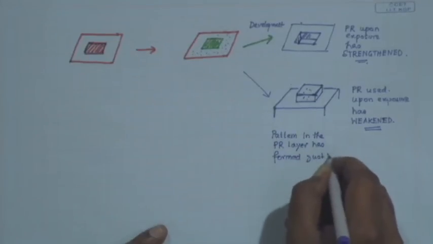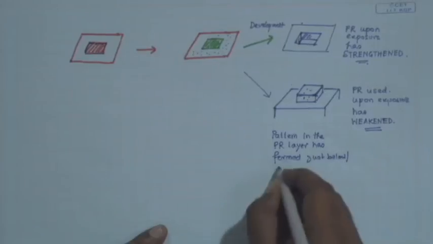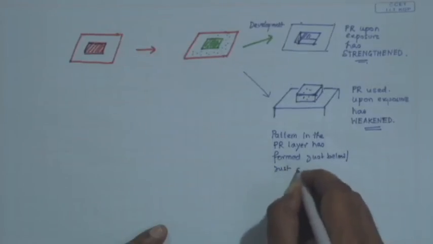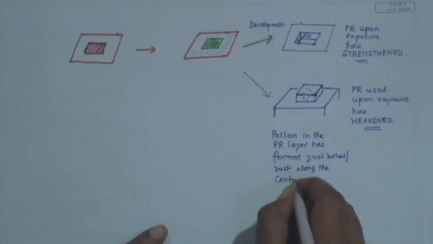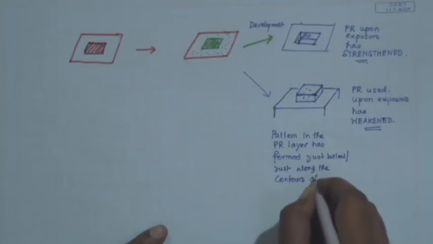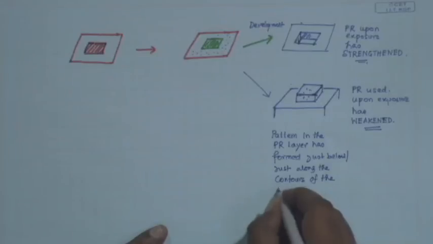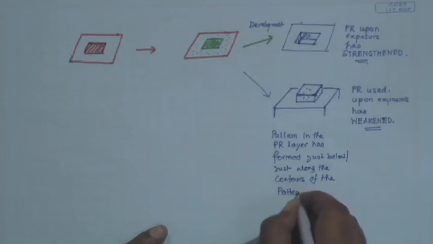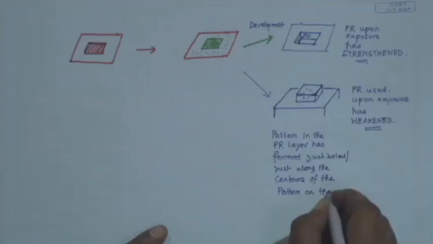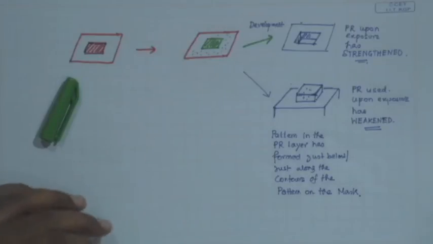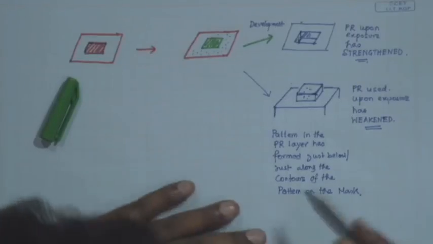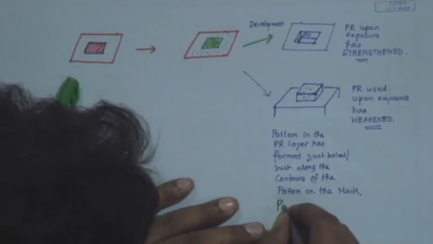Just below or just along the contours of the pattern on the mask. What we can say in a single word, in fact, what we can say is that we have created a positive replica.